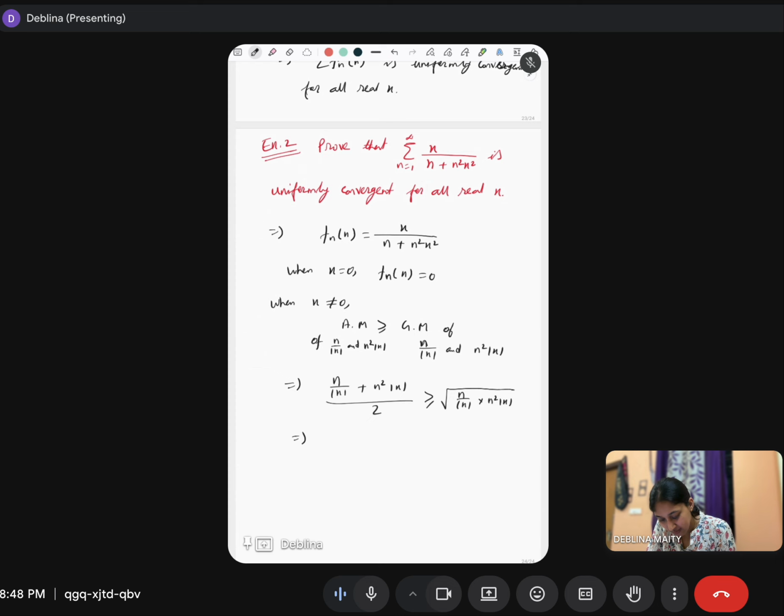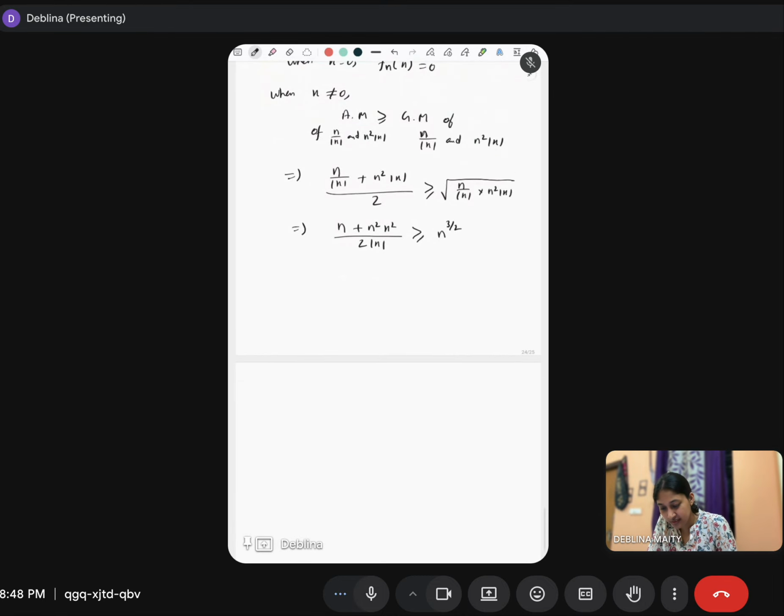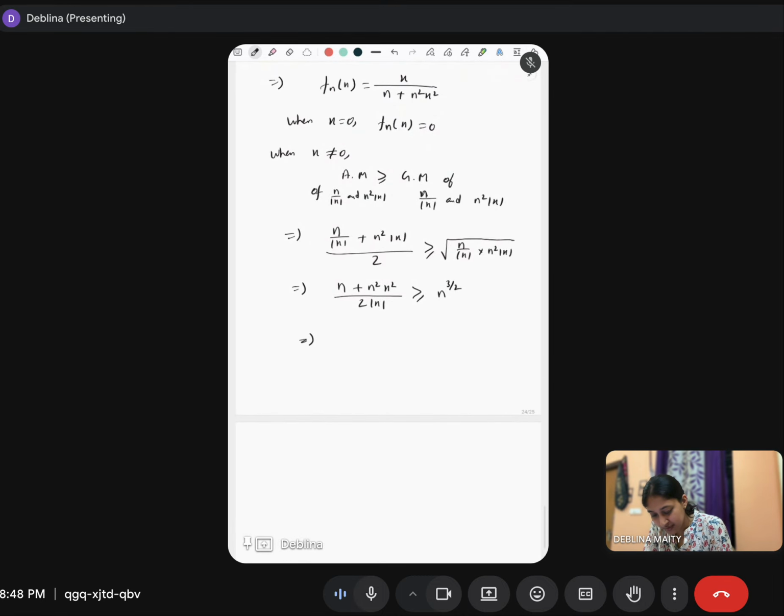So this gives us n plus n square. Mod x square means x square, since this is positive, by mod x, which is greater than or equal to, this 2 will be cancelled out, so it will be n to the power 3 by 2. Right? So this gives mod x by n plus n square x square is less than or equal to 1 by 2 into n to the power 3 by 2.